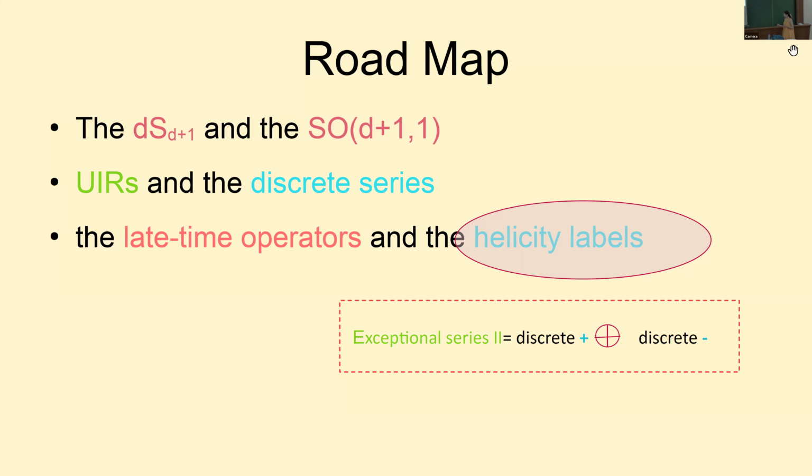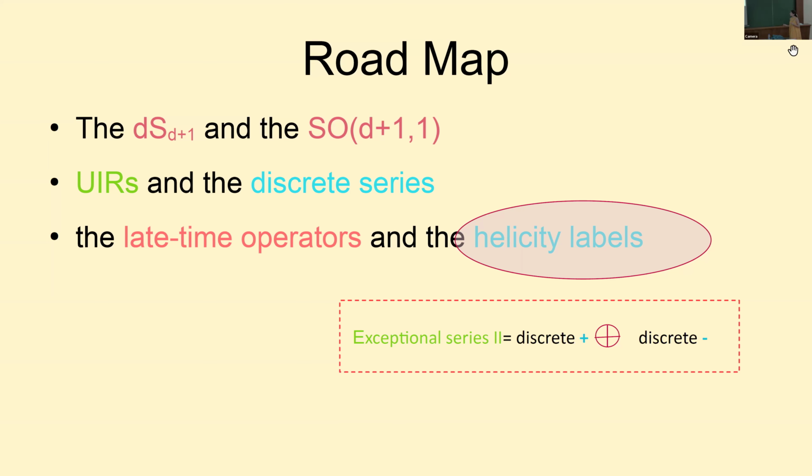And what will happen is the helicity labels will play a role. So the wisdom we get from the group theory mathematicians is that among exceptional series type 2, so this is one of the categories, these are known to be reduced into discrete series plus and discrete series minus. So these are the irreducible unitary representations. You can only find this in certain number of dimensions, and we take this as the way to find discrete series from the exceptional series type 2.